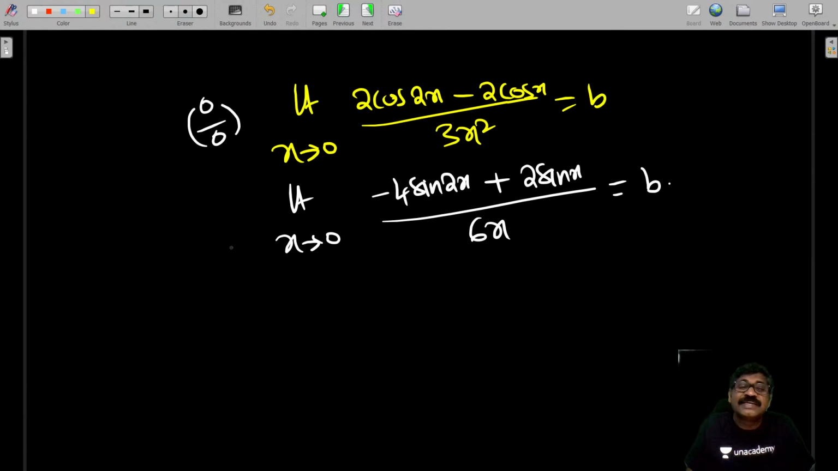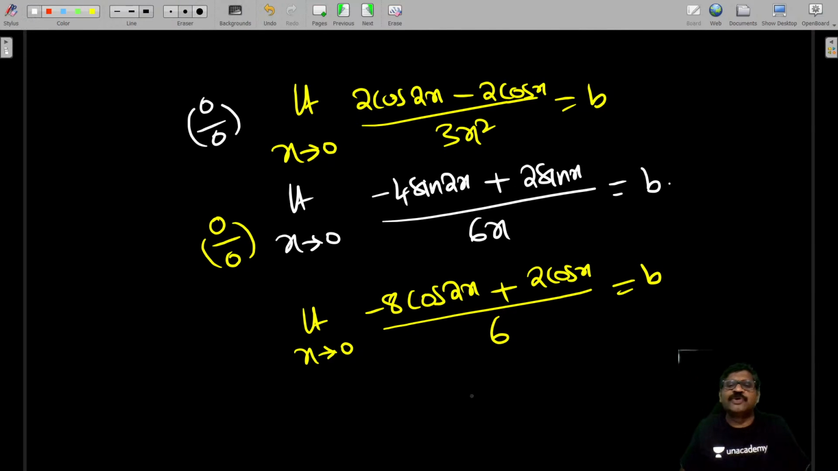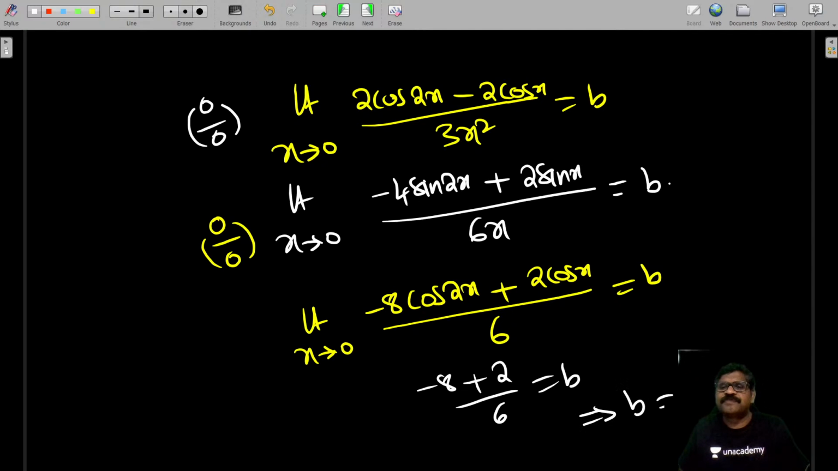When x is tending to 0, numerator is tending to 0, denominator is also tending to 0. That's why we are applying L'Hospital rule. Limit x tends to 0. Differentiation of denominator is 6. Differentiation of numerator is minus 8 cos 2x. Differentiation of 2 sin x is 2 cos x equal to b. When x is tending to 0, numerator is minus 8 plus 2 by 6 equal to b. That implies b equal to minus 1.